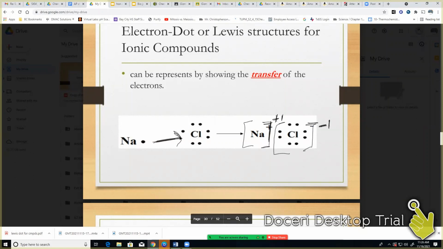Notice sodium no longer has any dots because Lewis dots just show the valence electron, and it's lost its 1 valence electron. Chlorine, now chloride because it's an ion, has 8 electrons around it because it reflects the 1 that it gained to get an octet and become more stable. So these are what your Lewis dots are going to look like for your ionic compounds.